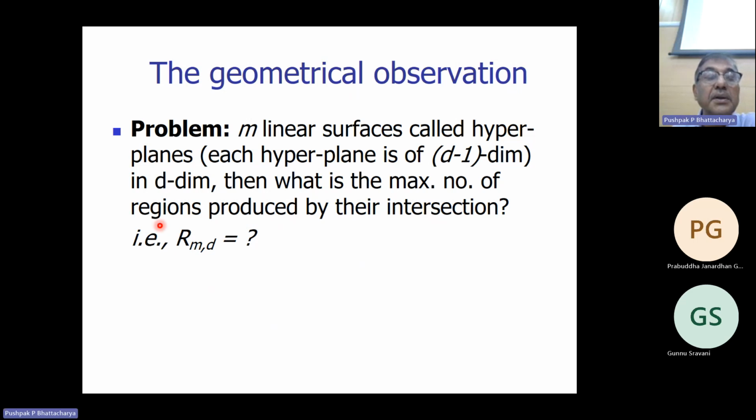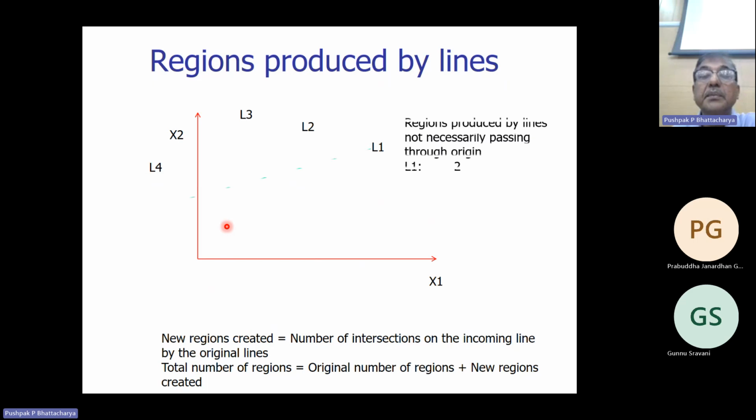So what is R(m, d)? We got an intuition of how to do it. We saw the regions produced by lines, not necessarily passing through the origin. When L1 comes in, it produces 2 regions. When L2 comes in, an additional 2 regions are produced. Why are additional 2 regions produced? There is a way of thinking about it, and if we do not think that way, then the problem becomes very complex. The thinking is that the existing line is cut into 2 regions by the new line.